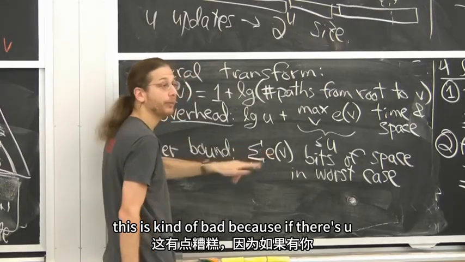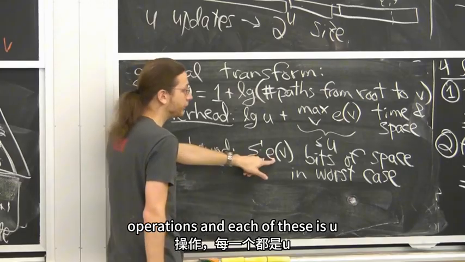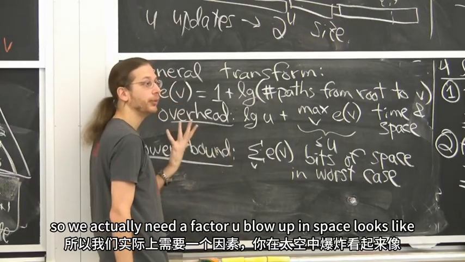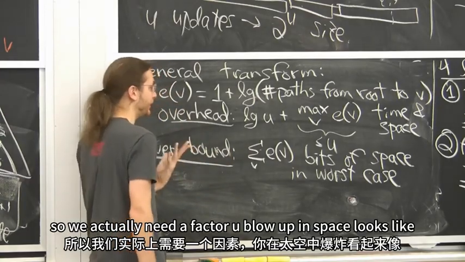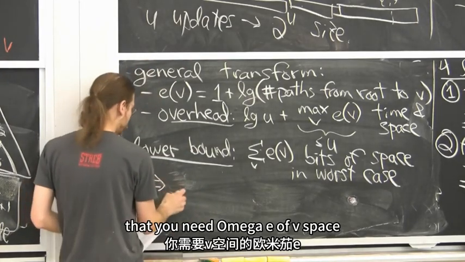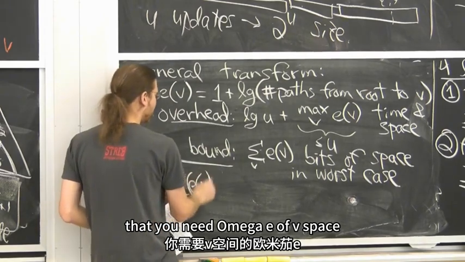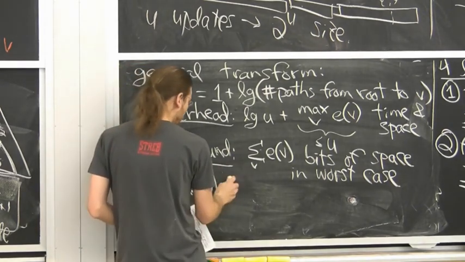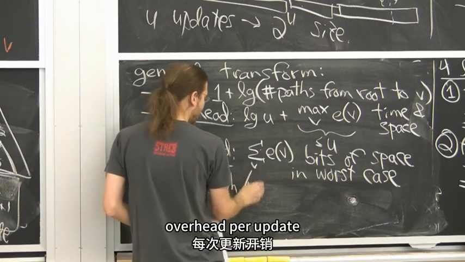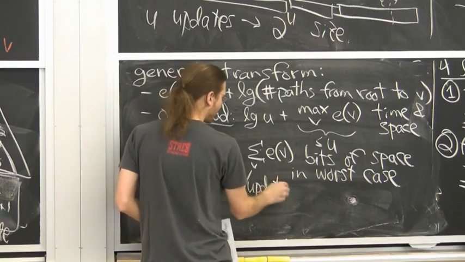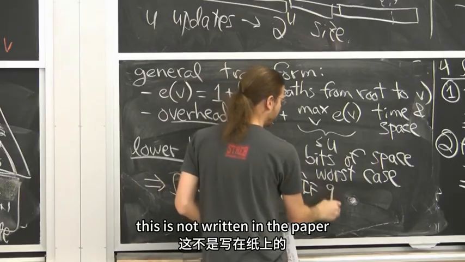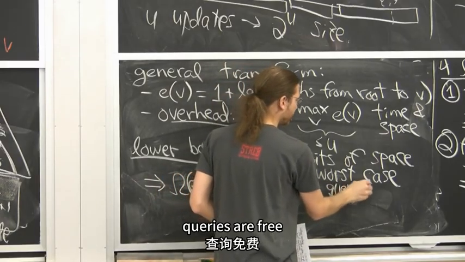Now this is kind of bad because if there's U operations and each of these is U, that's U squared space. So we actually need a factor U blow up in space, looks like. But to be more precise, what this means is that you need omega E of V space and therefore time overhead per update, if, this is not written in the paper, queries are free.